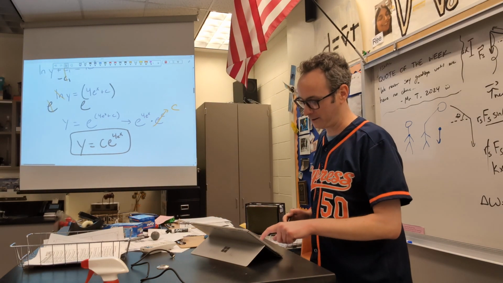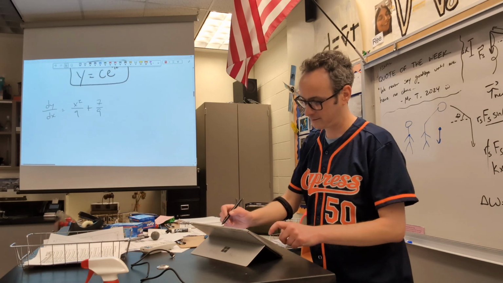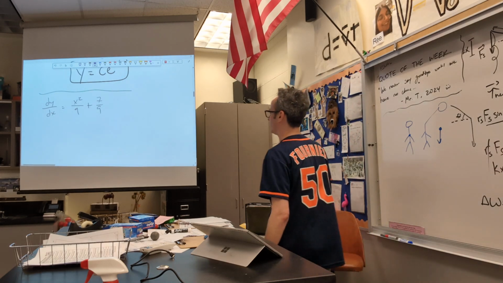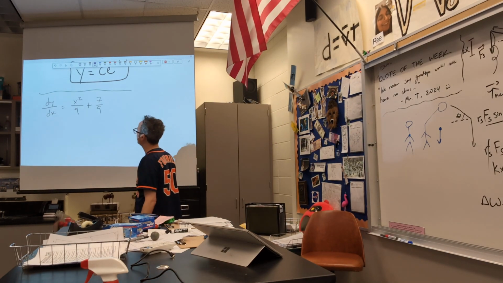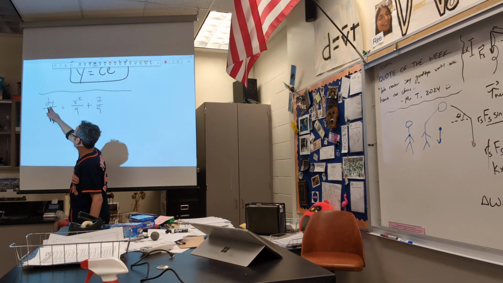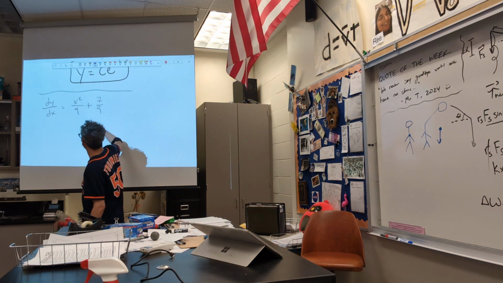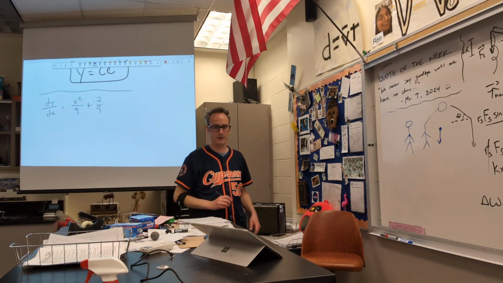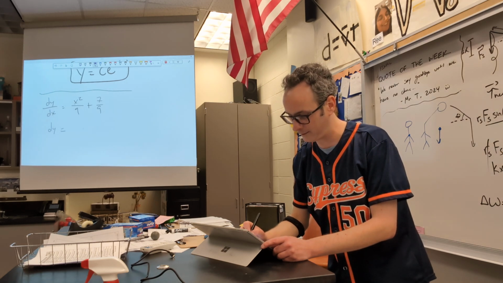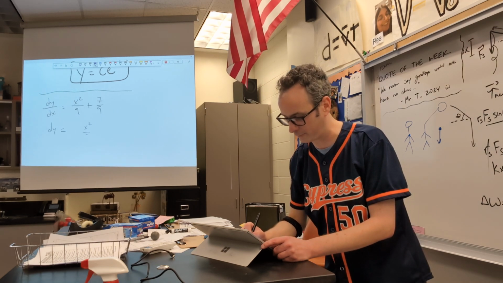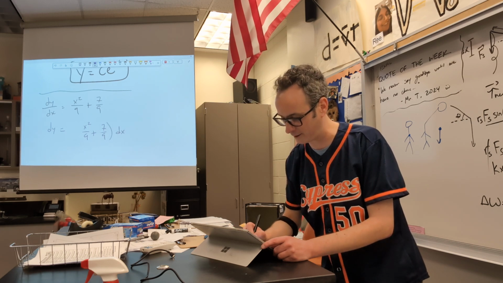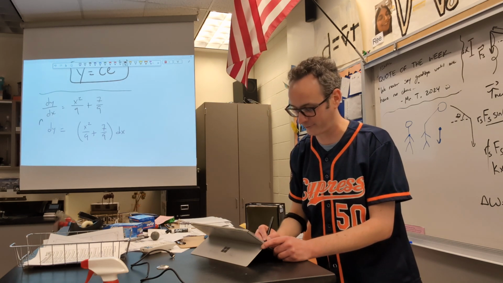Okay. Moving right along. Trying out this one. This one's barely a separation of variables, but I'll do it anyway. So you've got dy dx equals x squared over 9 plus 7 over 9. I'm going to separate the variables, so I'm just going to multiply both sides by dx. So dy is equal to x squared over 9 plus 7 over 9, and then this is dx. I got all these on Khan Academy, so not all of them are bangers.